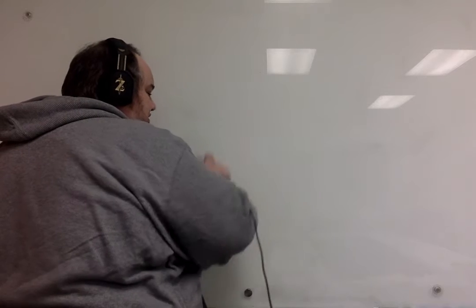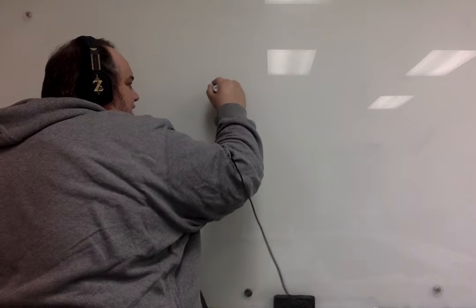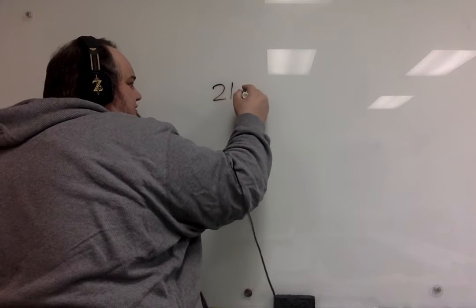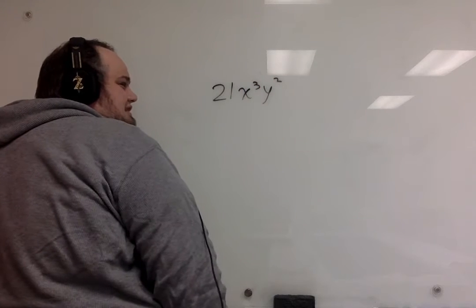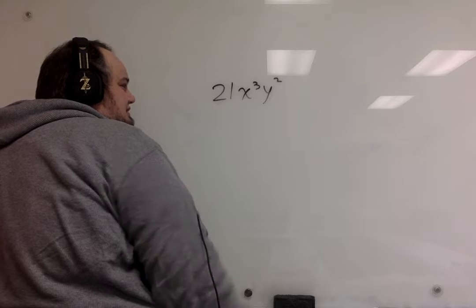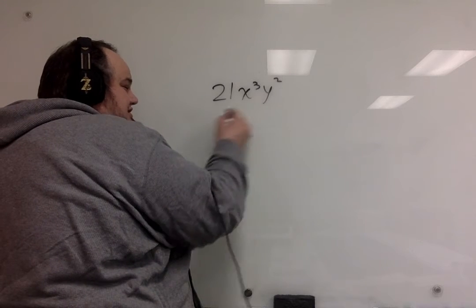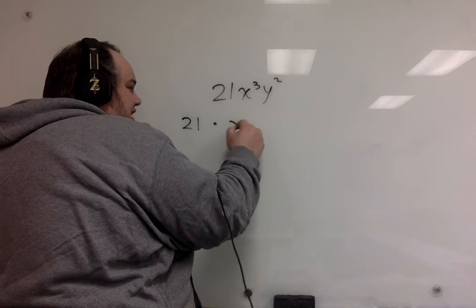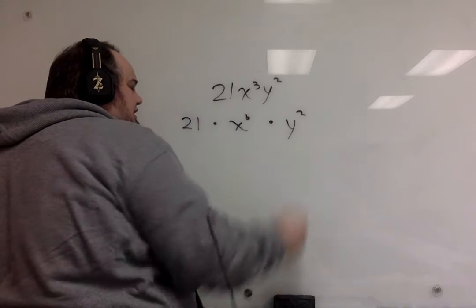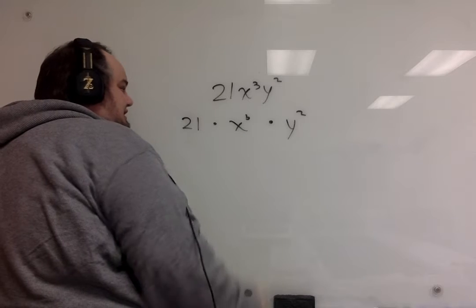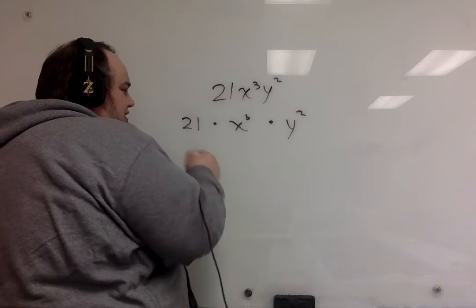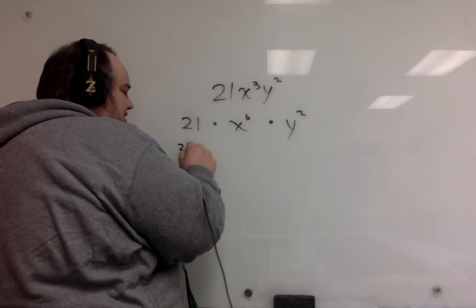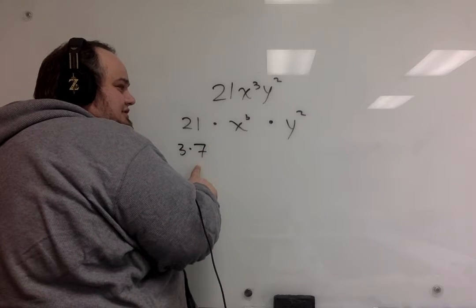So let's look at a few more examples. First, let's talk about if we have something like, let's say, 21 x cubed y squared. So what different things multiply together to give us this? Well, as you can see, it's 21 times x cubed times y squared. So that's one way we can think of it, that 21 is one of the things that's multiplied here, x cubed, y squared. But now let's think about it. 21 is 3 times 7. These are what we call the prime factors.